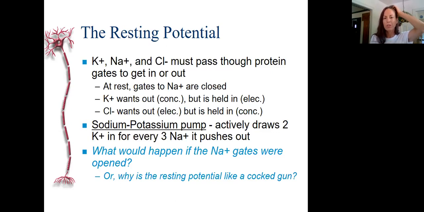Now, you can imagine that if you open up the gates for sodium, then sodium is going to rush in, because remember, sodium has an electrical gradient that wants to draw it in, and it has a concentration gradient that simultaneously wants to draw it in. So if you open those gates, the sodium is going to rush in. And so in some sense, the resting potential is sort of like a cocked gun, because it's sort of ready to go off, because as soon as those sodium gates are opened, what we're going to see is sodium rushing in by the ton.